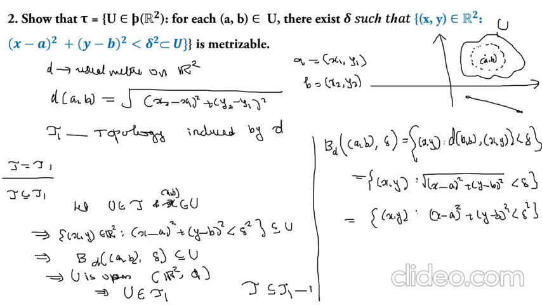Equation number 1. So we have to prove the converse part, that is, to prove tau1 subset of tau. Here also we take an open set, let U belongs to tau1 and a point (a, b) belongs to U. Now U belongs to tau1 and tau1 is the topology induced by D, means U is open in (X, D).